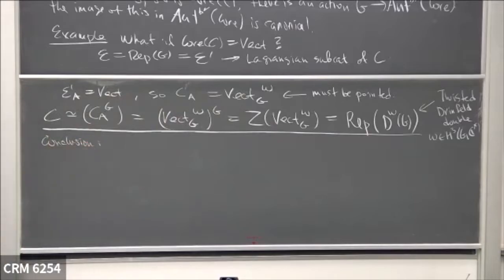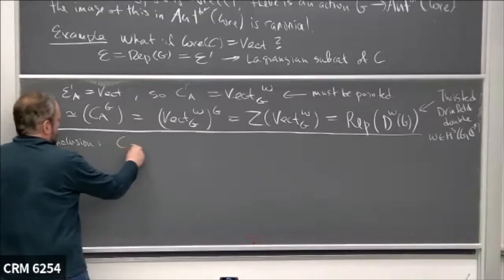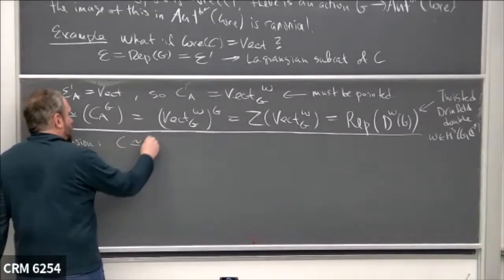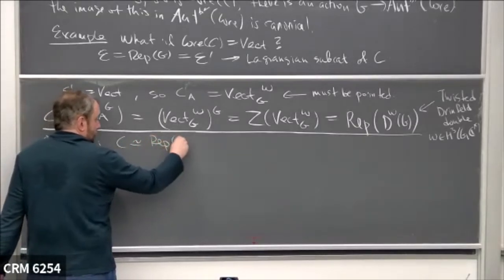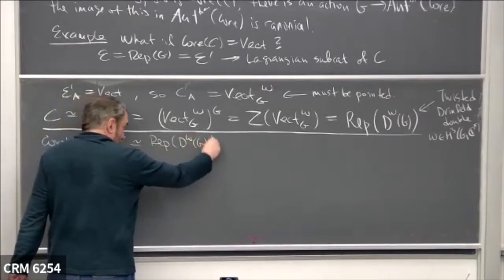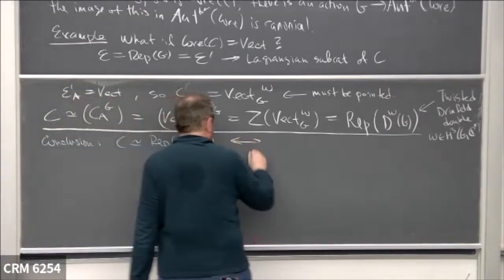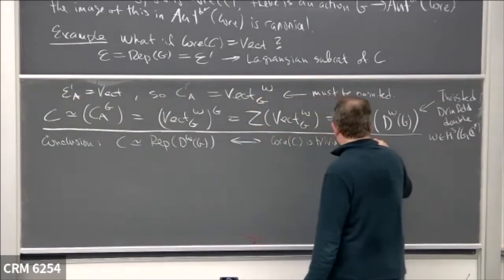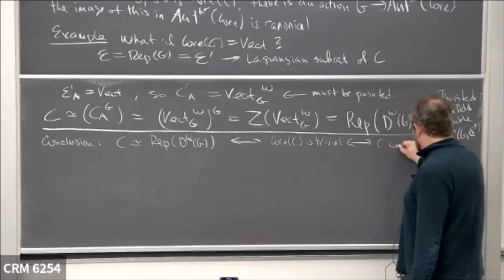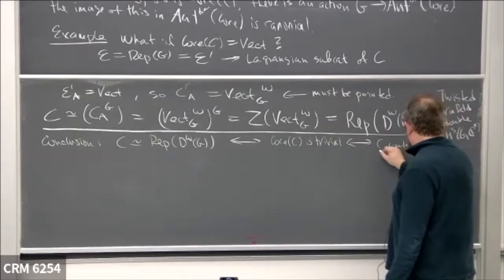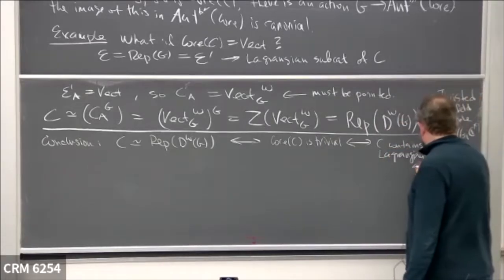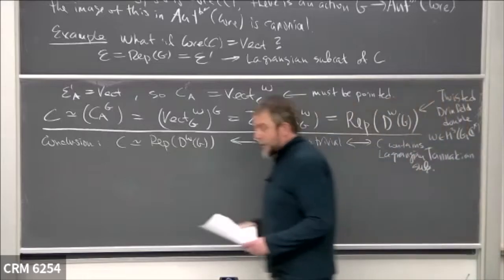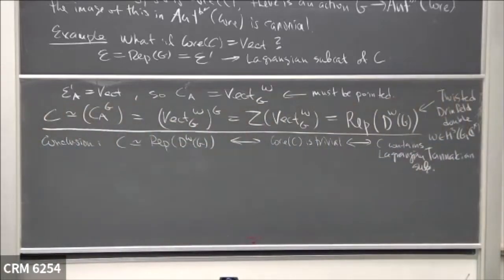I mean, it's of independent interest, right? So C is equivalent to the representation category of the twisted double if and only if the core of C is trivial, if and only if C contains a Lagrangian Tannakian subcategory. All right? So this is the simplest instance of the problem that I outlined.